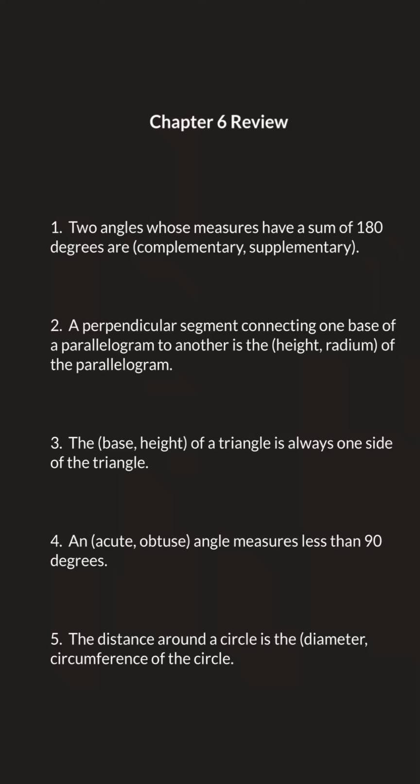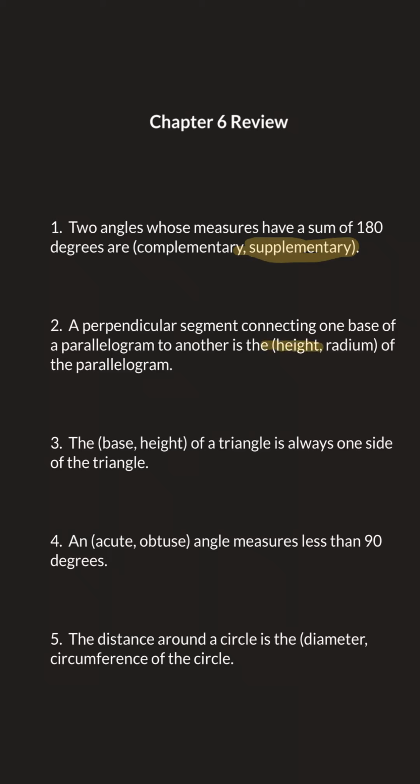Number 1, two angles whose measures have a sum of 180 degrees are supplementary. Complementary, they equal 90 degrees. Number 2, a perpendicular segment connecting one base of a parallelogram to another is the height or radius of a parallelogram. Well, we know that radius has to do with circles, and a circle is not a parallelogram. Therefore, our answer is height.